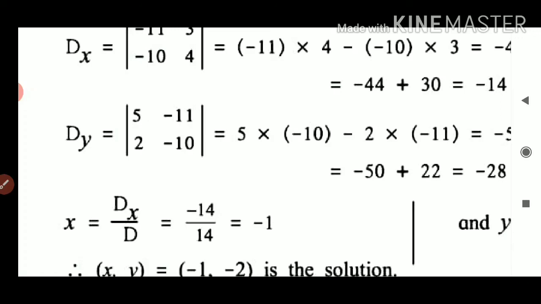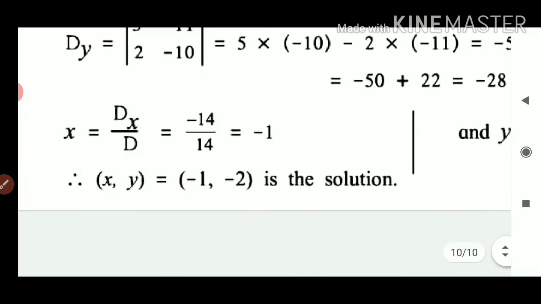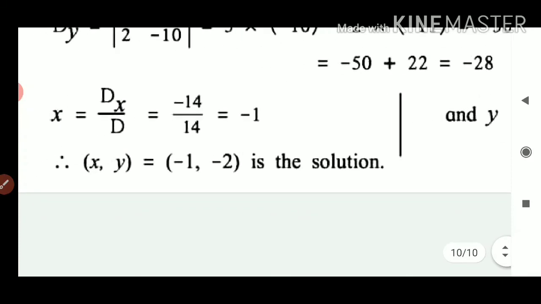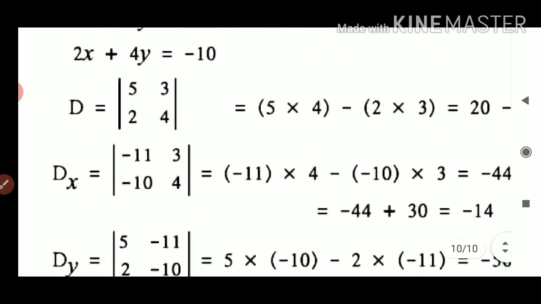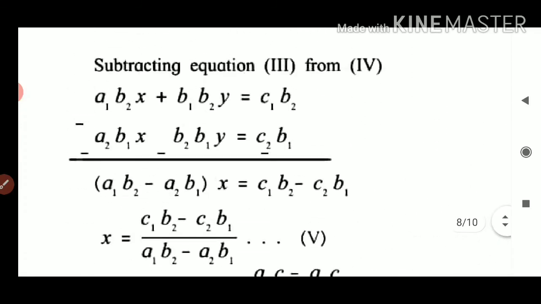Hence by using the formula x is equal to Dx divided by D, that means minus 14 divided by 14 is equal to minus 1, and y is equal to Dy divided by D, that means minus 28 divided by 14 is equal to minus 2. Therefore x, y is equal to minus 1, minus 2 is the solution of these two equations. This is called Cramer's rule or determinant method.